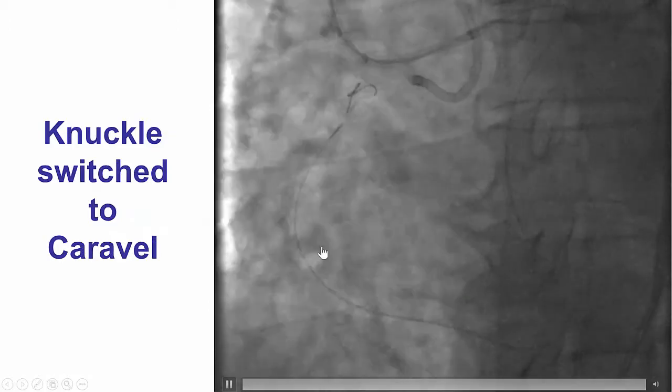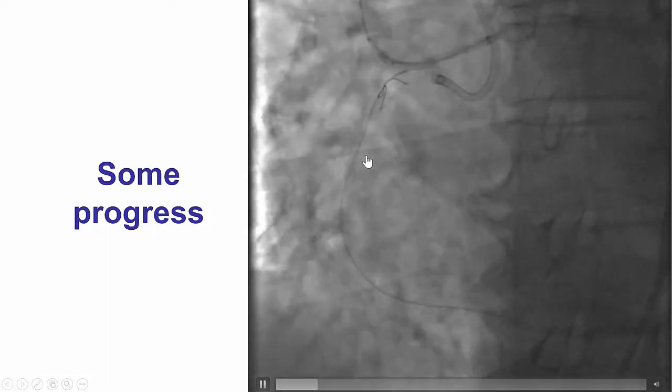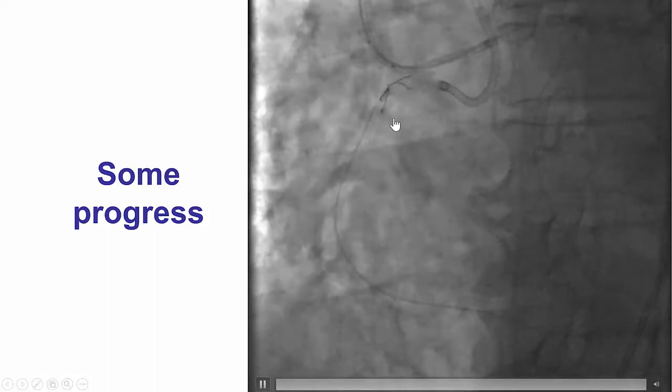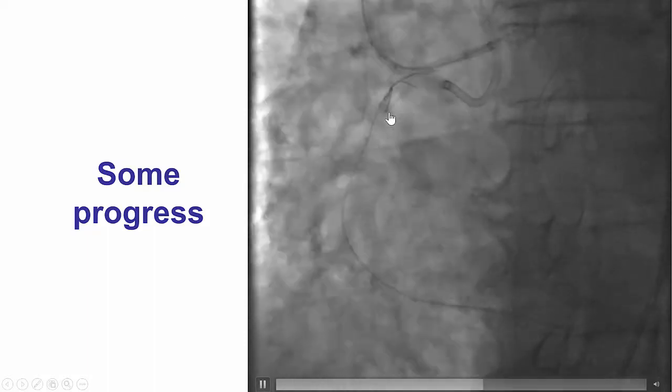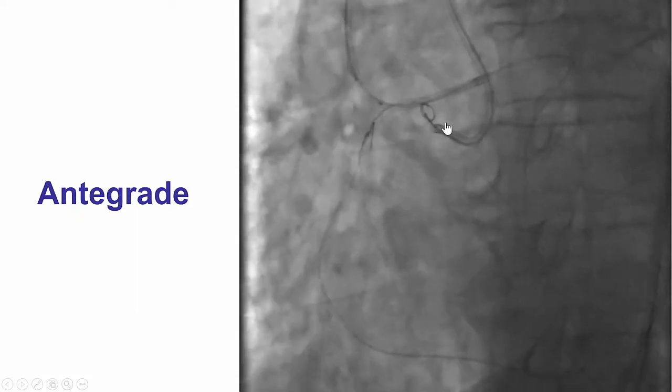Therefore, after a lot of time, we decided to switch to the subintimal technique. We did have Corsair fatigue, and that is why we changed to a Caravel microcatheter. And by doing that and creating a knuckled wire, we were able to advance in the sub-stent area all the way essentially to the proximal cap.